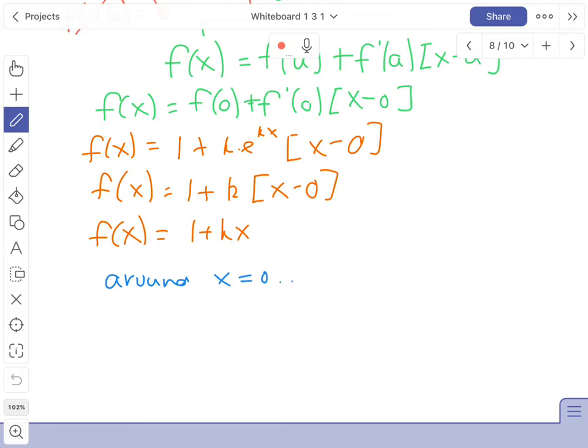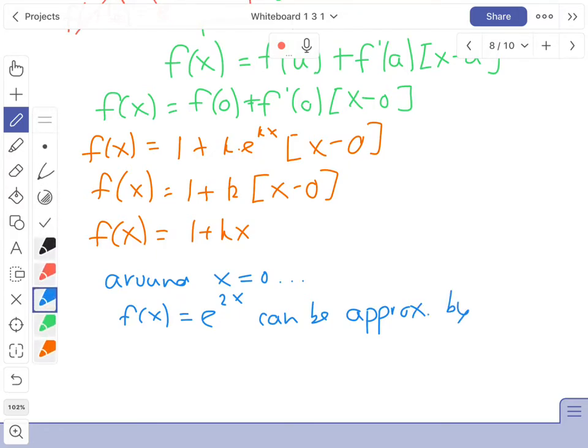So around x equals 0, our function, e to the 2x, can be approximated by this other function, which I'm just going to change the letters right now to g.